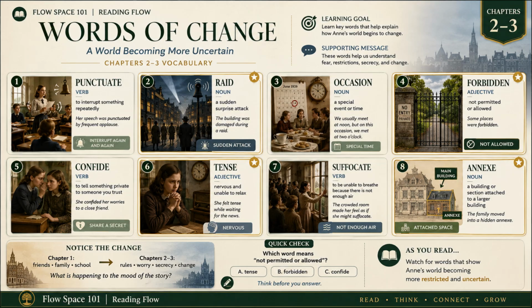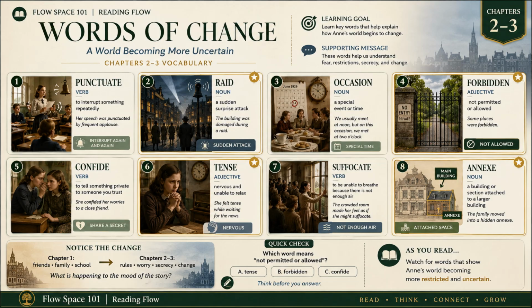Punctuate can mean to interrupt something again and again. A raid is a sudden attack. An occasion is a particular event or time. Forbidden means not allowed. That word is especially important. Confide means to tell something private to someone you trust. If you share a worry with a close friend, you are confiding in that person.